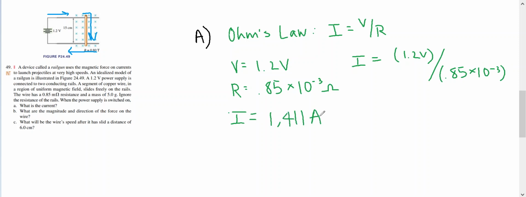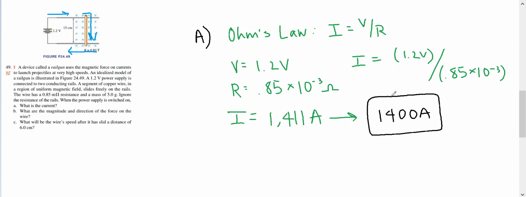1,411 amps. However, if you look at the values given in the problem, we're only given up to 2 significant figures. So we actually need to convert this answer to only have 2 significant figures. So we'll round down to 1,400 amps. And that is our final answer for part A.